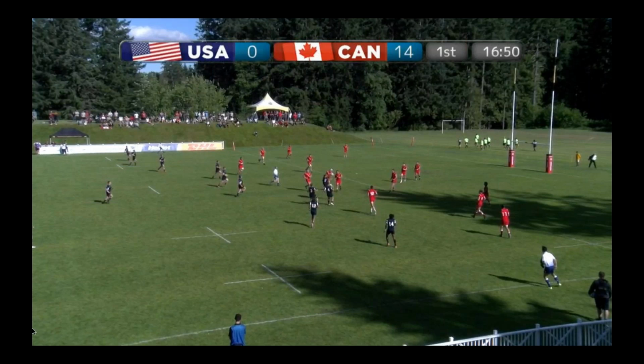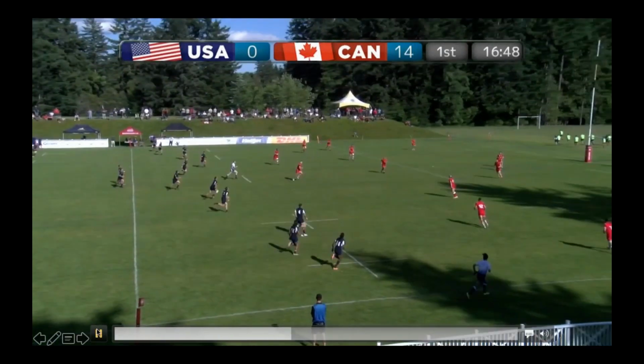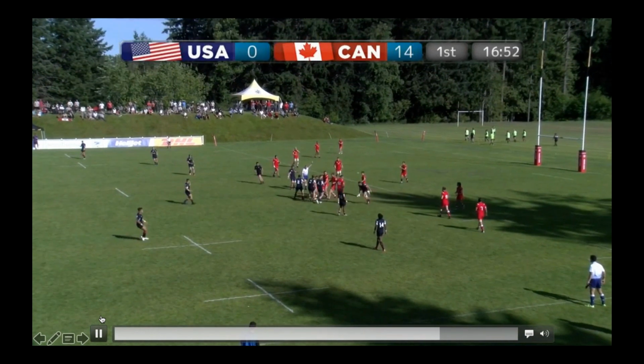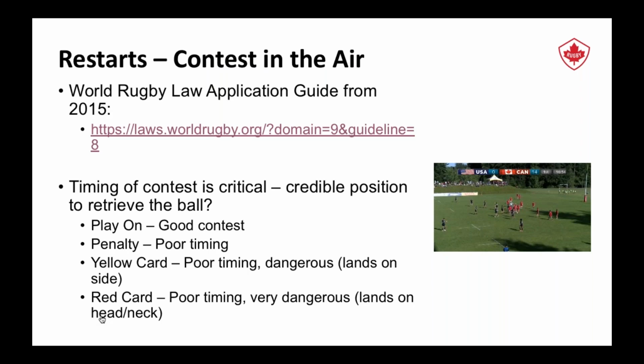So if we go back here and play it again, what we'll see is that the blue player's timing is off. Robin felt as though because the player was not in a credible position to catch the ball, as well as the red player landing somewhat dangerously, that a yellow card was warranted. In slow-mo or with television match officials, would we be able to reduce that sanction to a penalty?